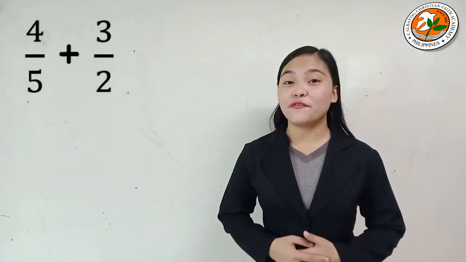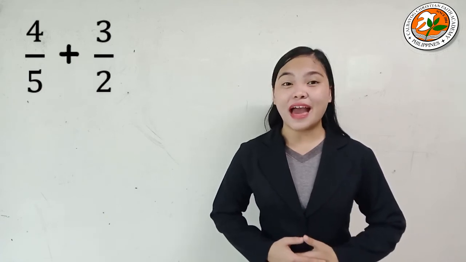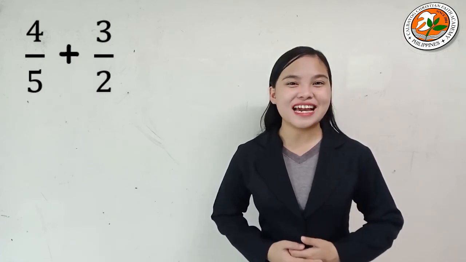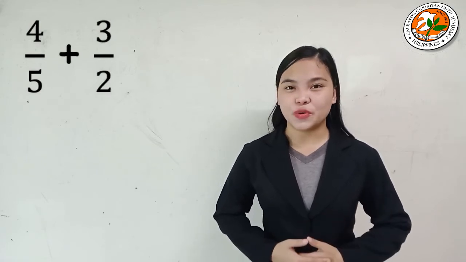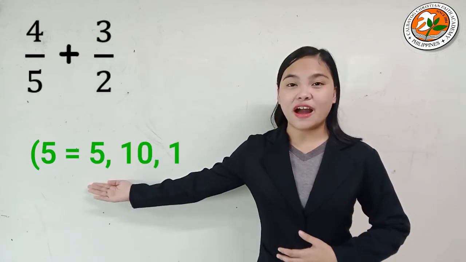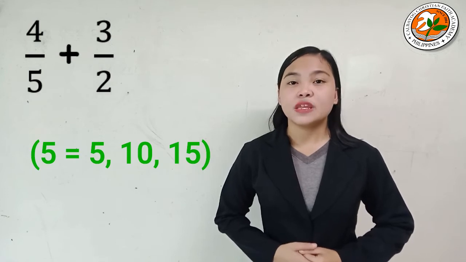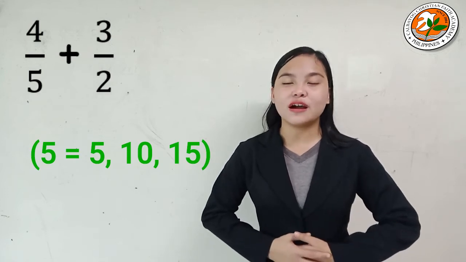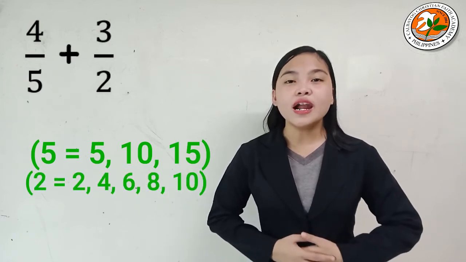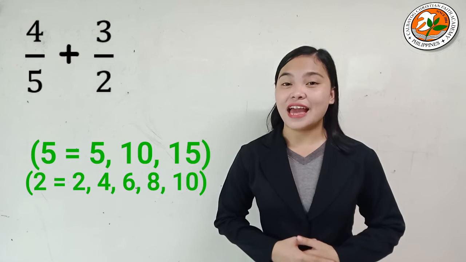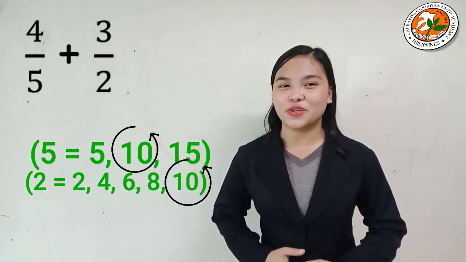Example, 4/5 plus 3/2. Following the steps that we have, let's find first the LCD of the denominators 5 and 2. We have here the multiples of 5, which are 5, 10, 15. On the other hand, we have also the multiples of 2, which are 2, 4, 6, 8, and 10. 10 is the LCD of 5 and 2.